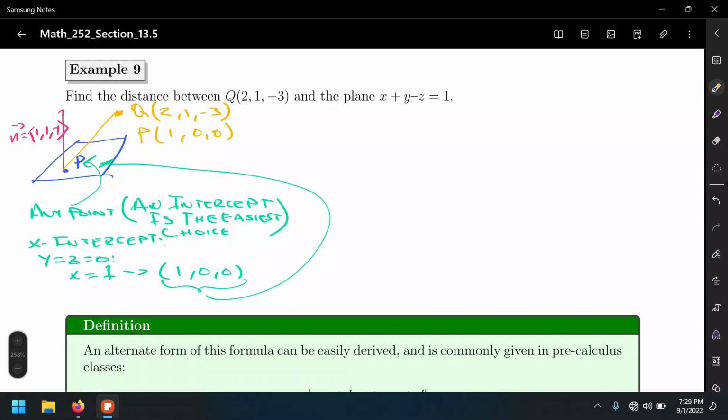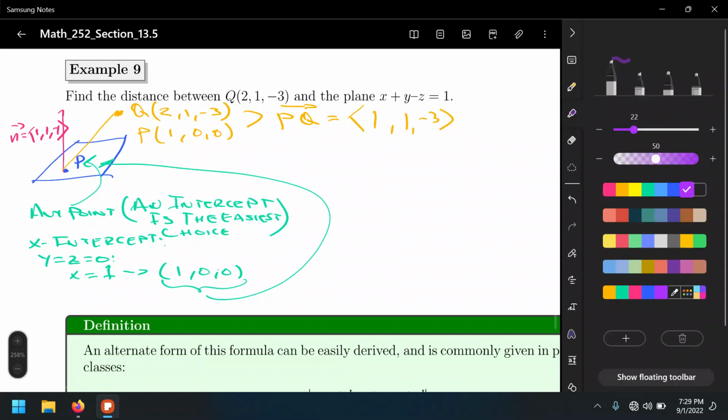All right? So how do we find that vector? Isn't it terminal minus initial? 2 minus 1, 1 minus 0, negative 3 minus 0. So vector PQ equals 2 minus 1, which is 1, 1 minus 0, which is 1, negative 3 minus 0, which is negative 3. All right? I think we have all the information that we need. Let me highlight this real quick.